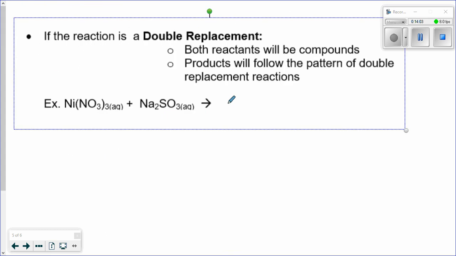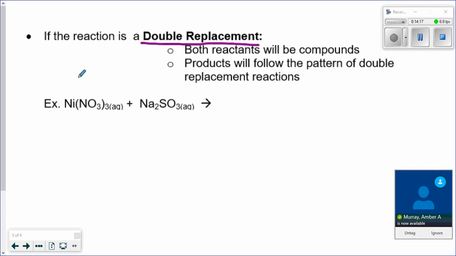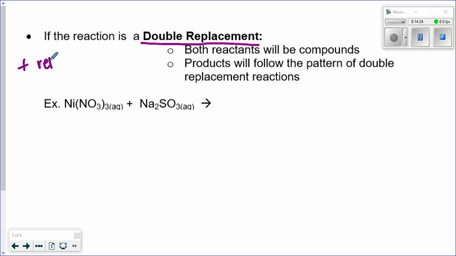So, double replacement reaction. I don't know if you guys have blanks here; my notes have blanks, but maybe yours don't. If your reaction is a double replacement, both reactants will be compounds and products will follow the pattern of a double replacement reaction. So again, a cation will replace a cation, an anion will replace an anion. You want to have in the end your compounds have a positive and a negative charge.